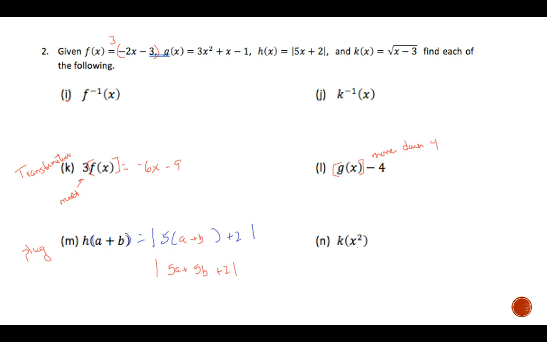G of x is a parabola. I don't know exactly where its vertex is, but I know it has a y-intercept of -1. So guess what g of x minus 4 is? It is a new parabola, but the only difference from g is that its y-intercept is at -5. Everybody's been moved down 4. Now I'm going to erase that to get to the top 2 because they're the ones that are the most important on this slide.